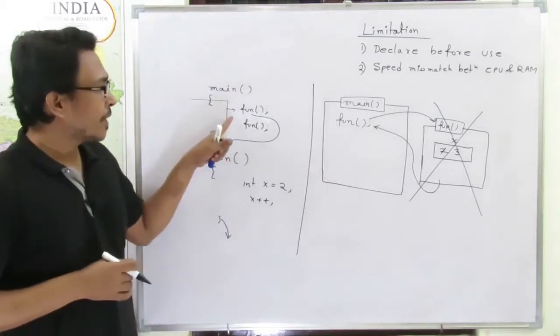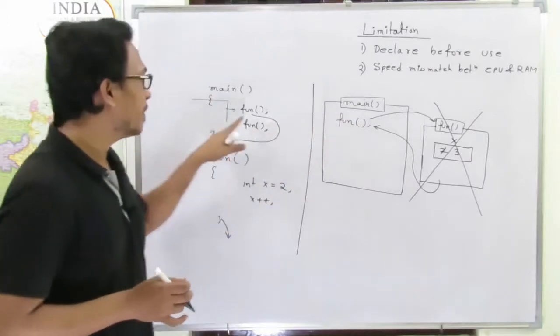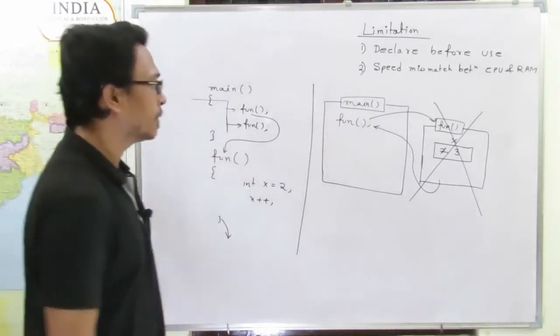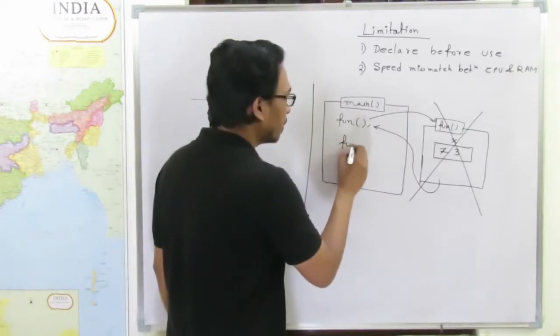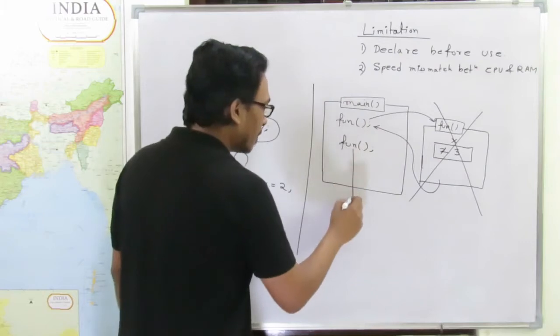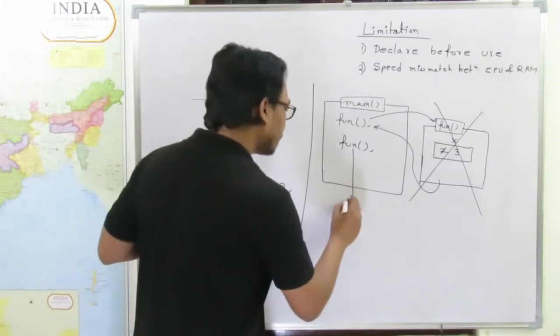Now coming to the main function, now we are again come back into the main function. Now inside main function, what is the next instruction? Next instruction is again fun. That means we are again called the function fun from main function. Now again control come out from main function and enter inside the fun function.